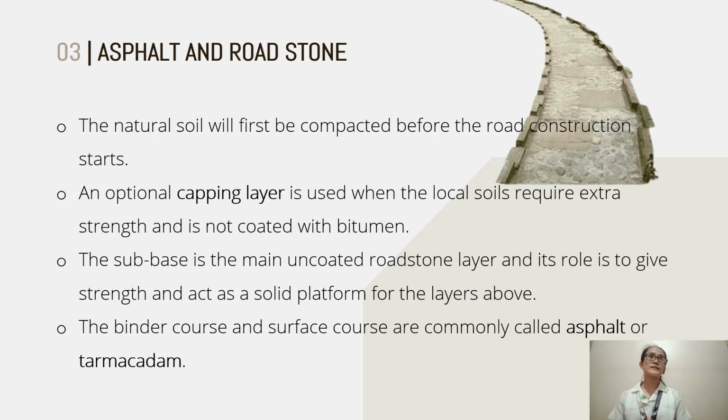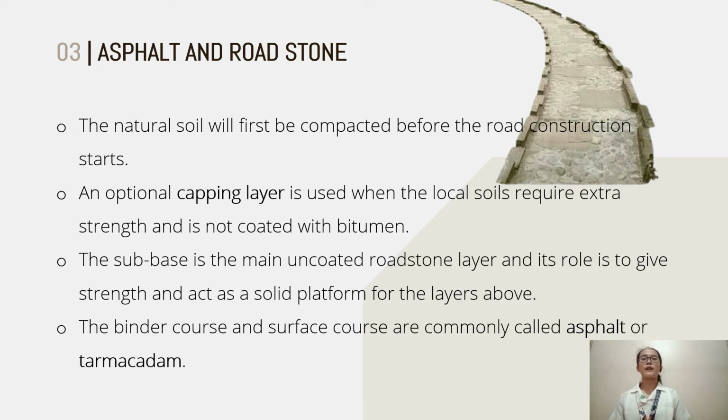And in case the strength of the soil is not enough, or if it is not coated with bitumen, a capping layer is an option to give the soil an extra strength. There is also the subbase, which is the main uncoated roadstone layer. So its role is to give strength and act as a solid platform for the layers above.